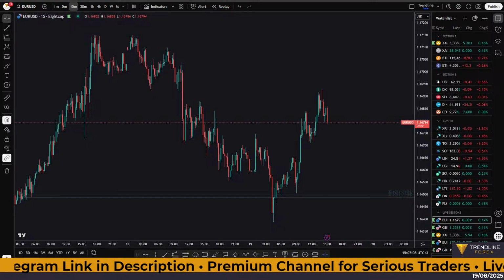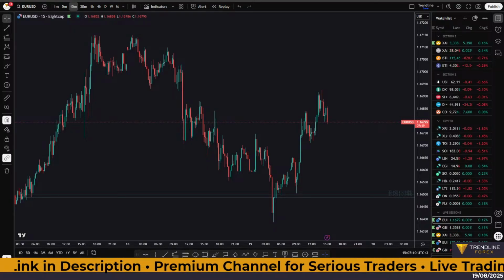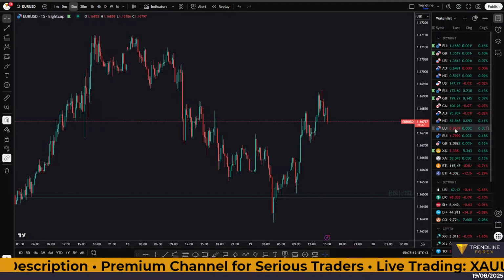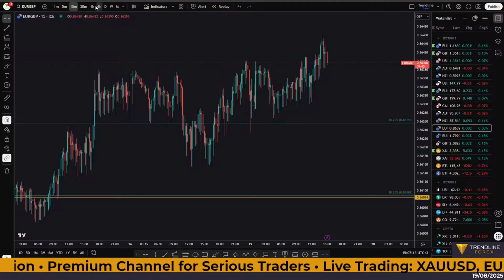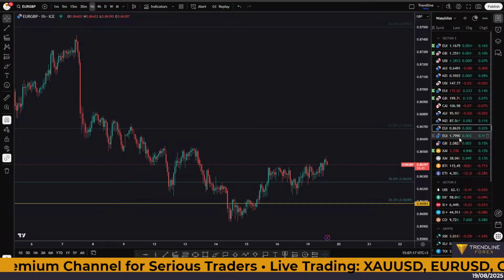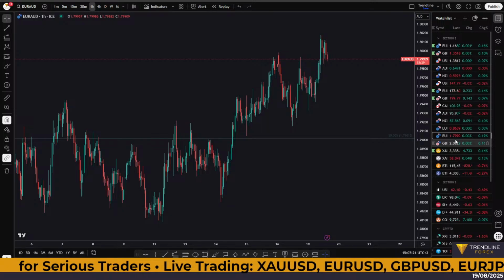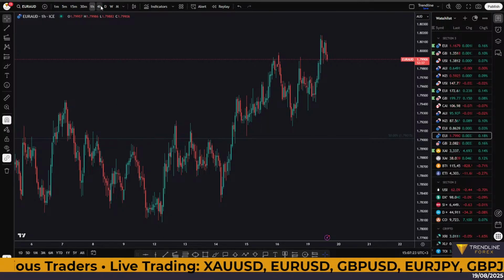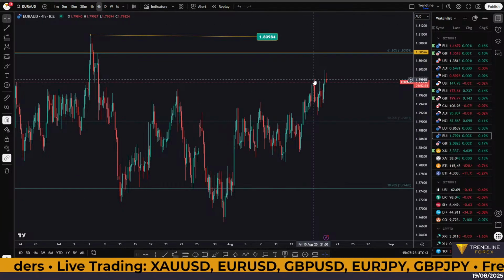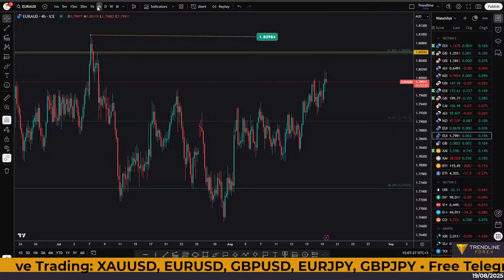So let me actually check Euro Pound and Euro Aussie. So here is Euro Aussie breaking above previous highs.